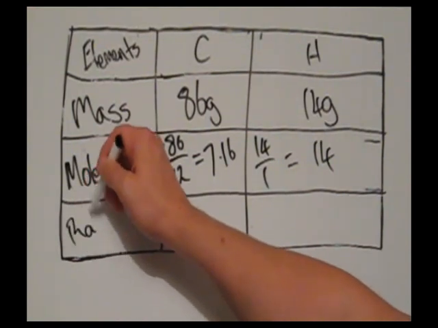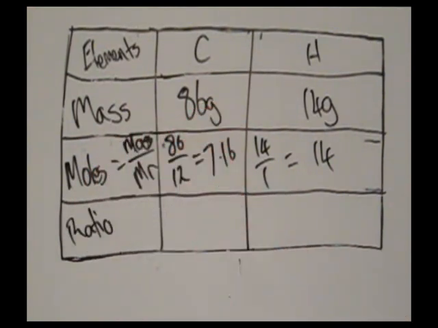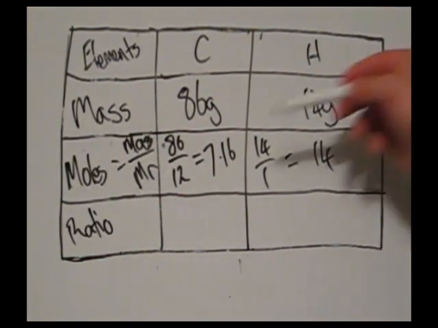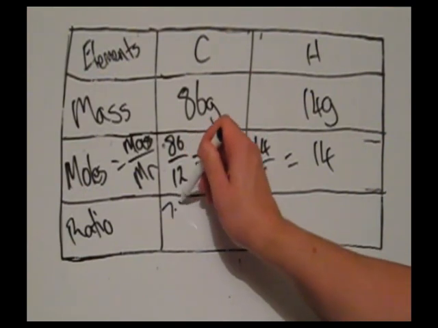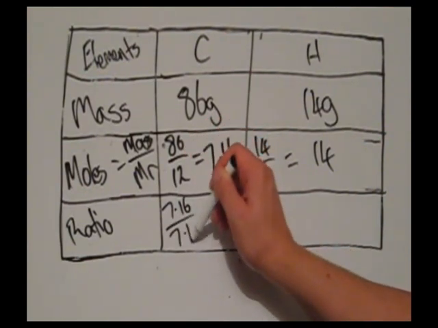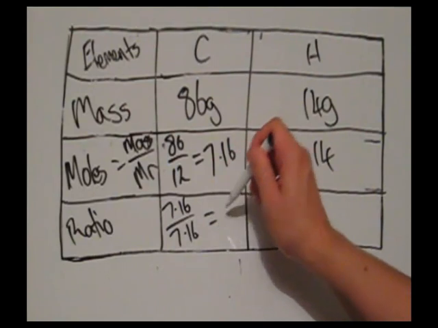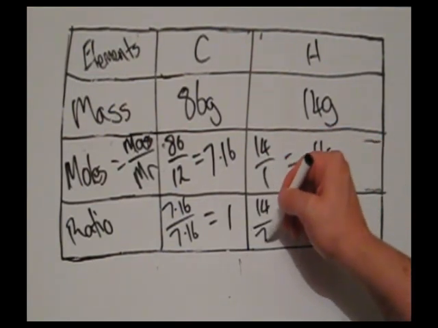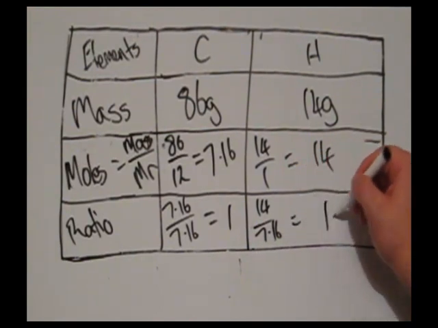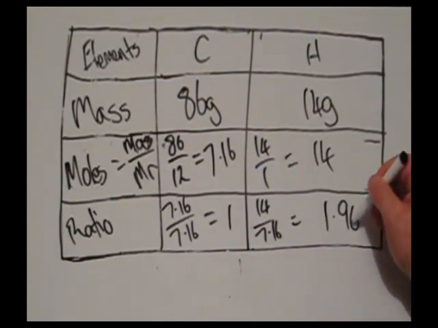So then I want to find a ratio, because it said that empirical formula is the simplest ratio. So to do that, I'm going to divide all of that third row down by the smallest one I've got there. And in this case, it's 7.16. So I'm going to do 7.16 divided by 7.16 is 1. And then I'm going to do 14 divided by 7.16. And that equals 1.96.